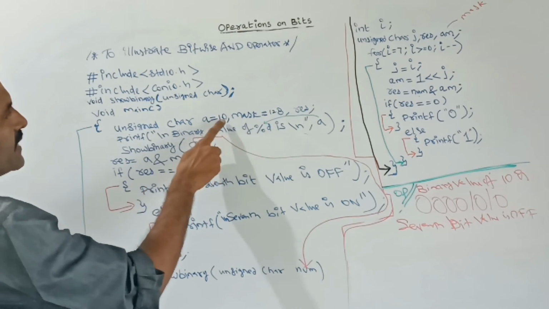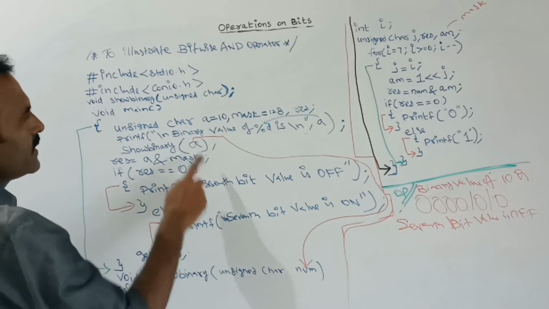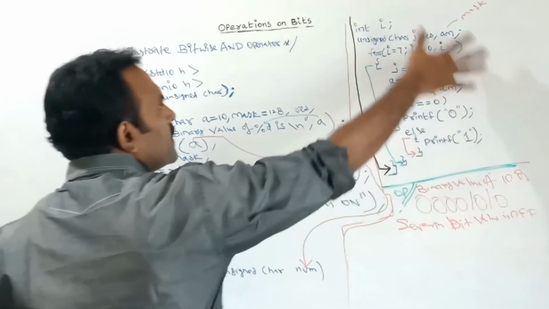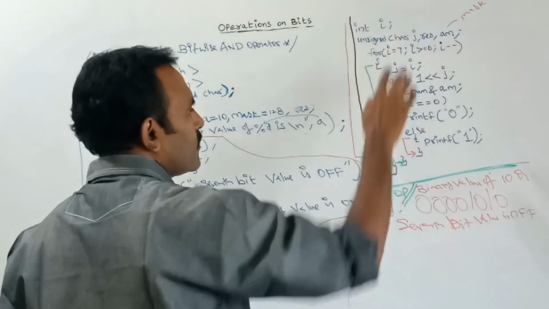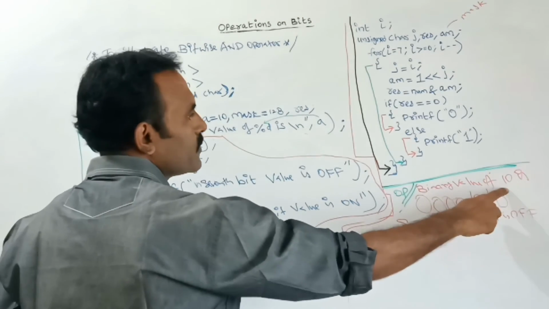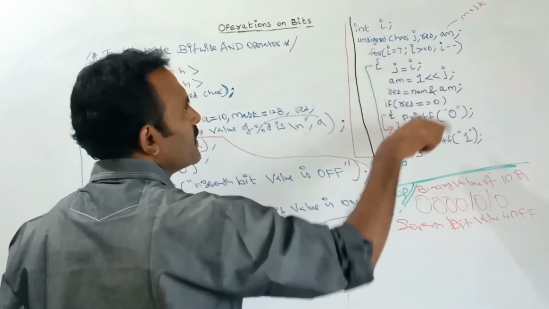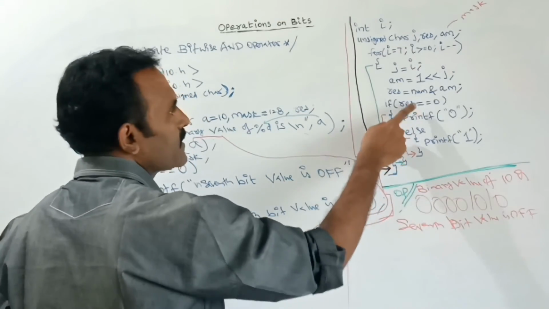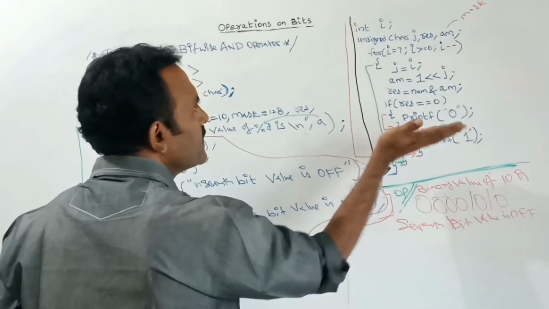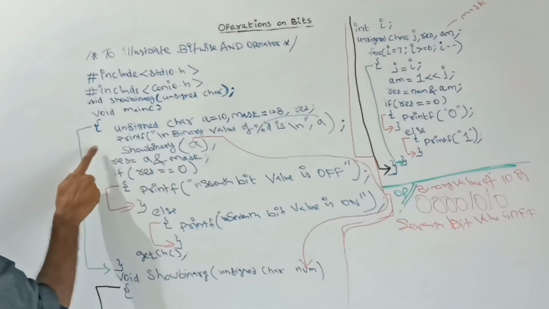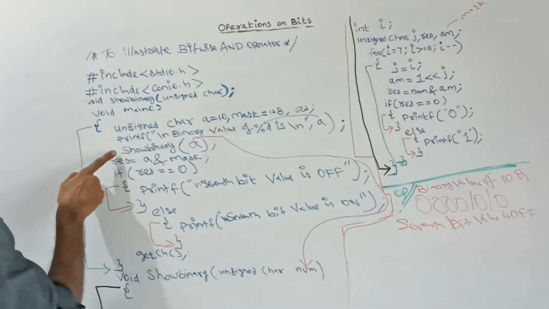So what is the value of A? 10. This 10 will be copied to where? NUM. Next, this 10's corresponding binary value will be displayed with the help of this for loop, from 7th position to 0th position, 7, 6, 5, 4 and so on up to 0th position. For each and every iteration the corresponding binary value will be printed. After completing this, it returns back to where we called the function, and the controller comes back to that step.